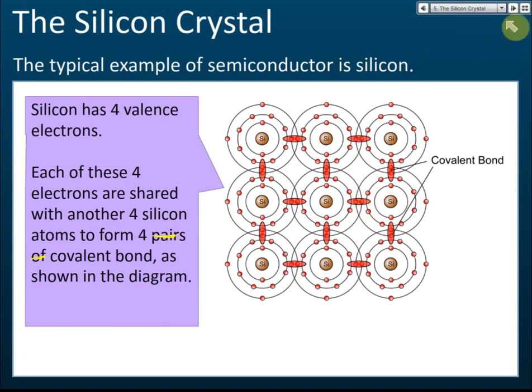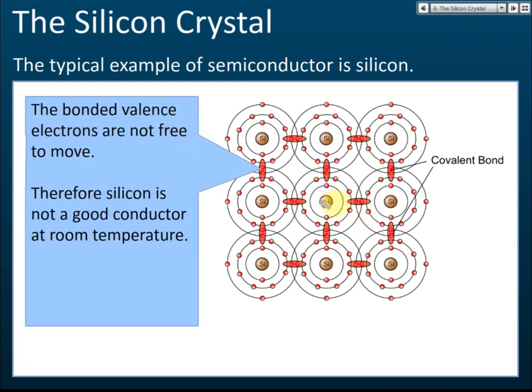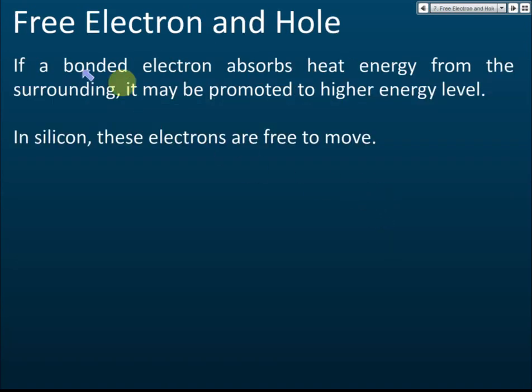These electrons are not free to move. So the bonded valence electrons are not free to move, and silicon is not a good conductor at room temperature. If a bonded electron absorbs heat energy from the surrounding, it may be promoted to a higher energy level. We have discussed this in previous lessons, when we discussed thermionic emission. We said when metal is heated, the electrons, usually the valence electrons, will jump to another shell. So when electrons absorb energy, they jump to another shell.